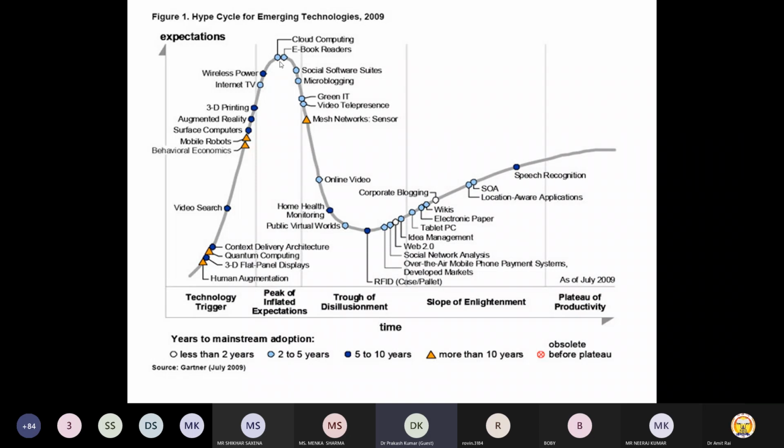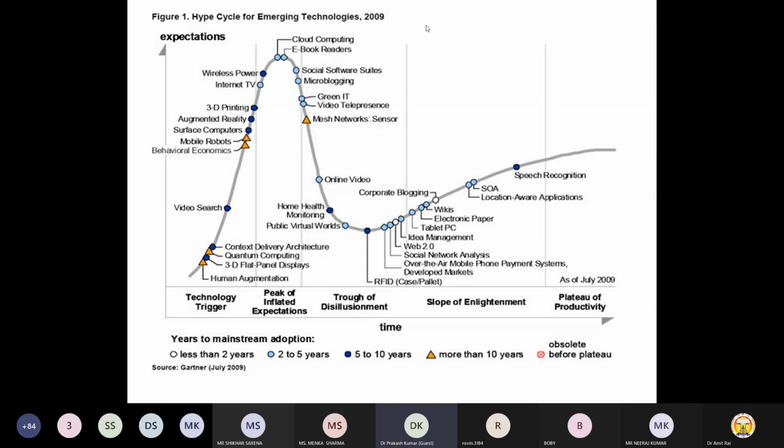Cloud computing in 2009 was at its peak of inflated expectation. What does this light blue color show? It says that it will take 2 to 5 years for mainstream adoption. It means, from 2009, by 2015.